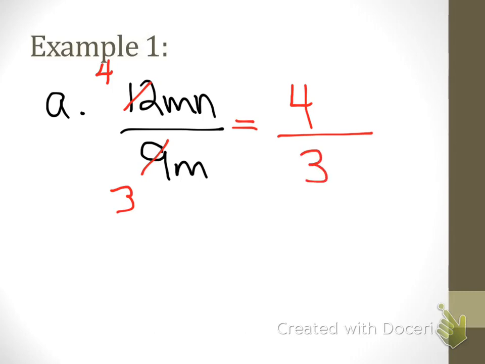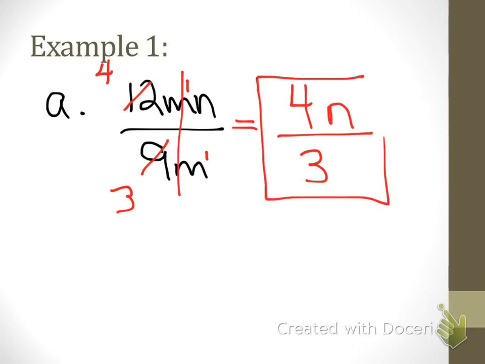And then remember, whenever you don't have an exponent, it's like there's an imaginary 1 there. Well, 1 minus 1 is 0, so your m's would cancel out, and you would just be left with n on top. And that would be your simplified answer.